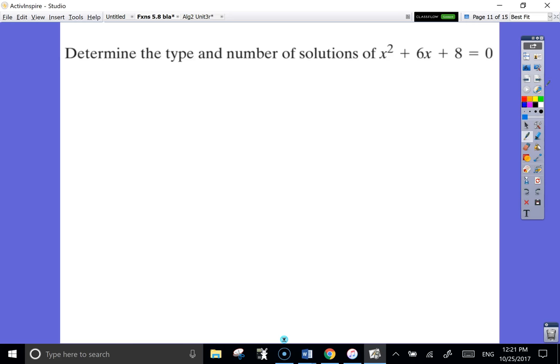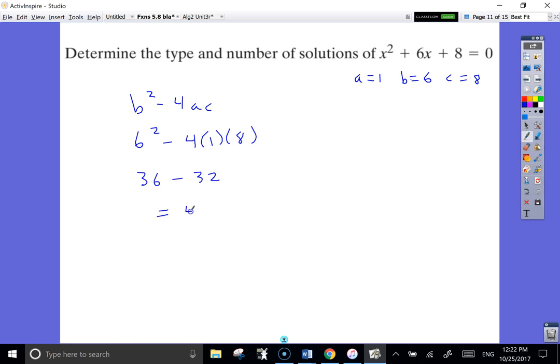So let's calculate the discriminant to tell how many and what type of solutions for this one. So again, all I need to calculate is b squared minus 4ac. And in this one here, I can see that the a is 1, the b is 6, and the c is 8. So 6 squared minus 4 times 1 times 8. That's 36 minus 32, which is 4.